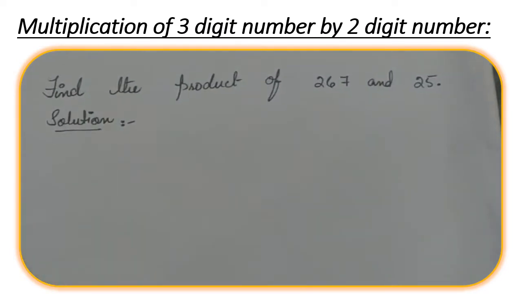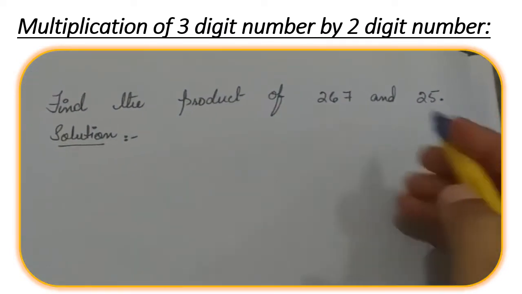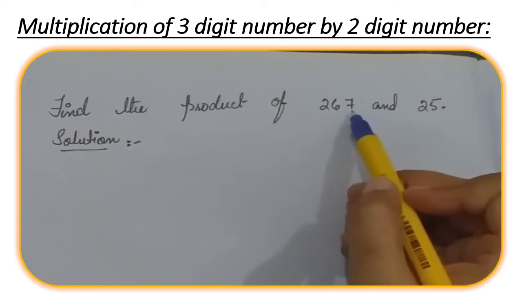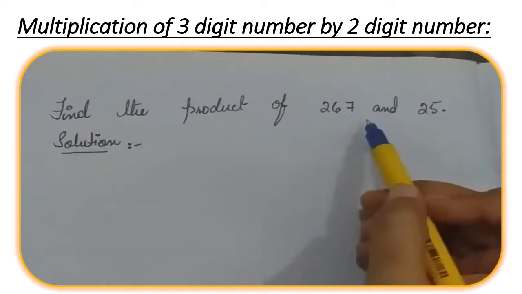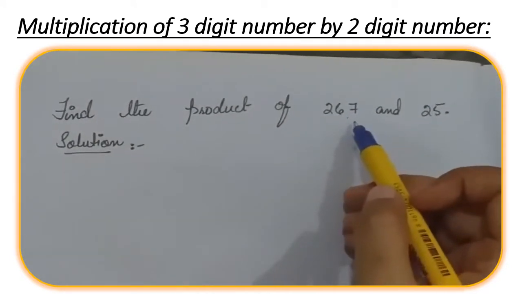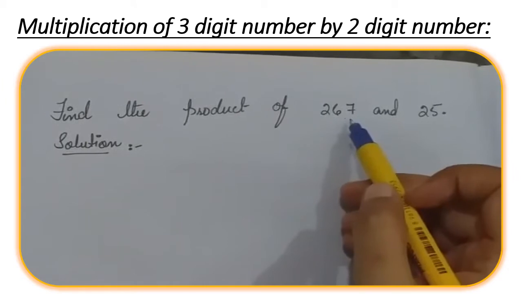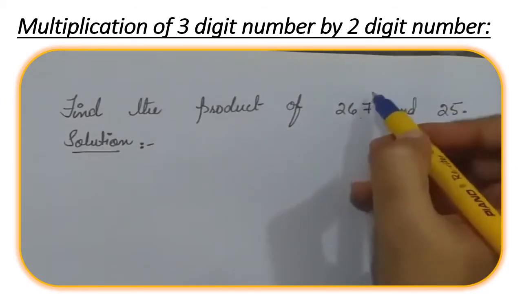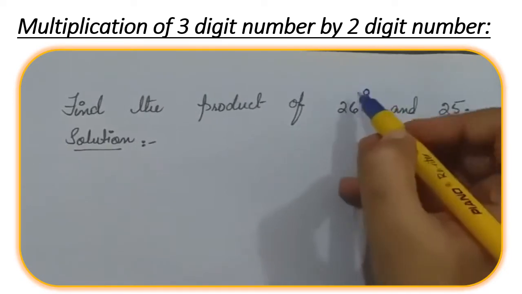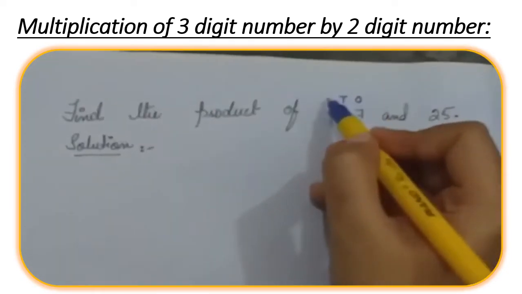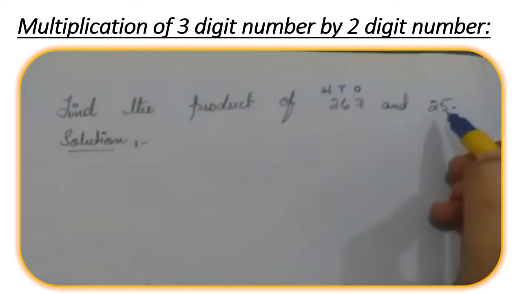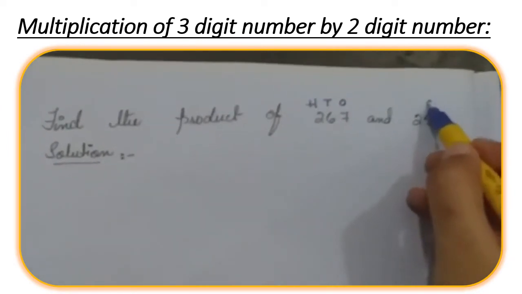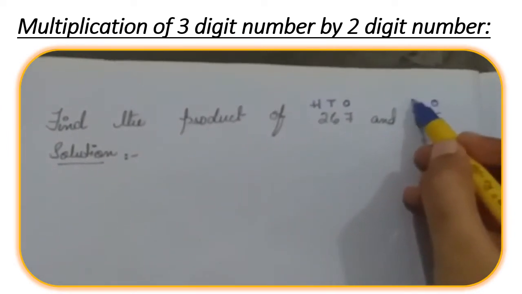Before starting our solution, we will write down the place values of each digit of the multiplicand and the multiplier, so that it will be easy for you to copy down the digits in their respective columns correctly. So 7 is in the ones place, 6 is in the tens place and 2 is in the hundreds place. And in the multiplier 5 is in the ones place, 2 is in the tens place.